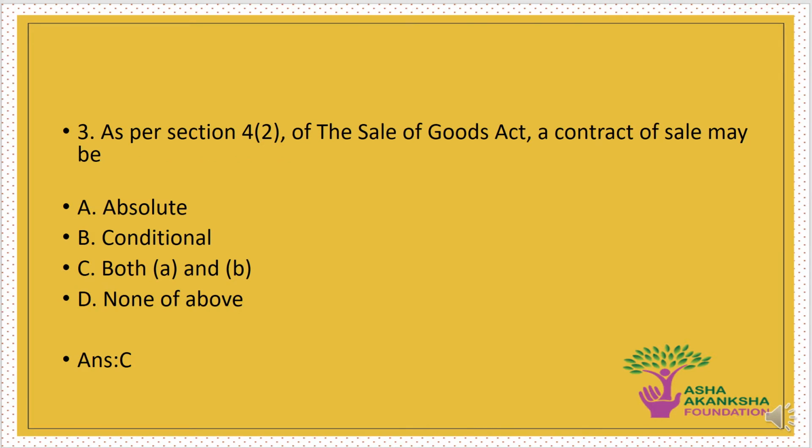The next question is, as per section 4 clause 2 of the Sale of Goods Act, a contract of sale may be which of the following? Options are A, absolute, B, conditional, C, both A and B, and D, none of the above. The correct answer is option C, that is both A and B are correct. That means to say that as per section 4 clause 2 of the Sale of Goods Act, a contract of sale may be absolute as well as conditional.